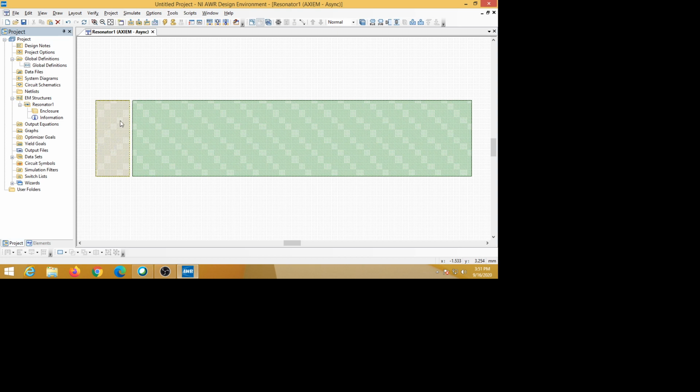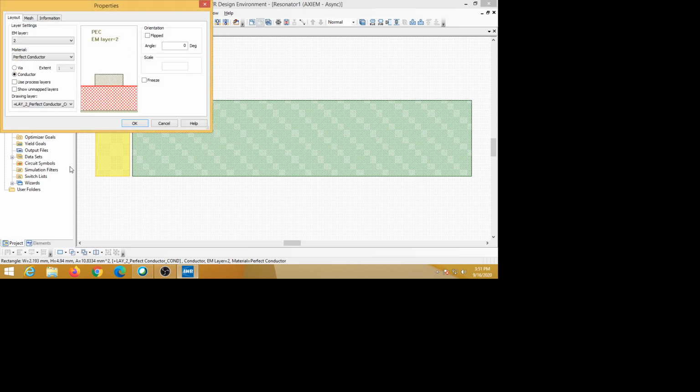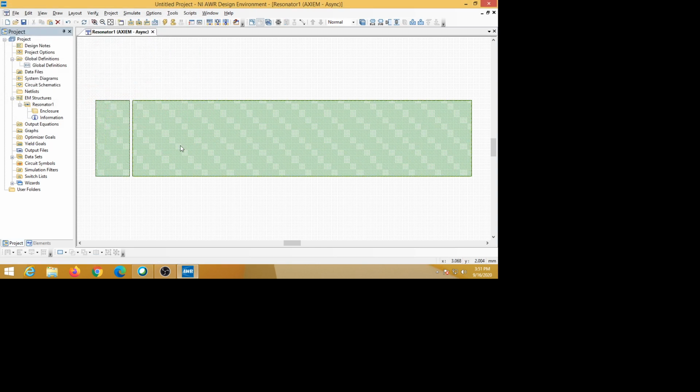And here we can observe that this material should be copper, the same as this, but some other perfect conductor came here. So again we have to change this. We click over here, right click, shape properties, and choose layer 2 only, trace 1. Now you can see the same color you should get here also, that is copper. So one feed line we have made.